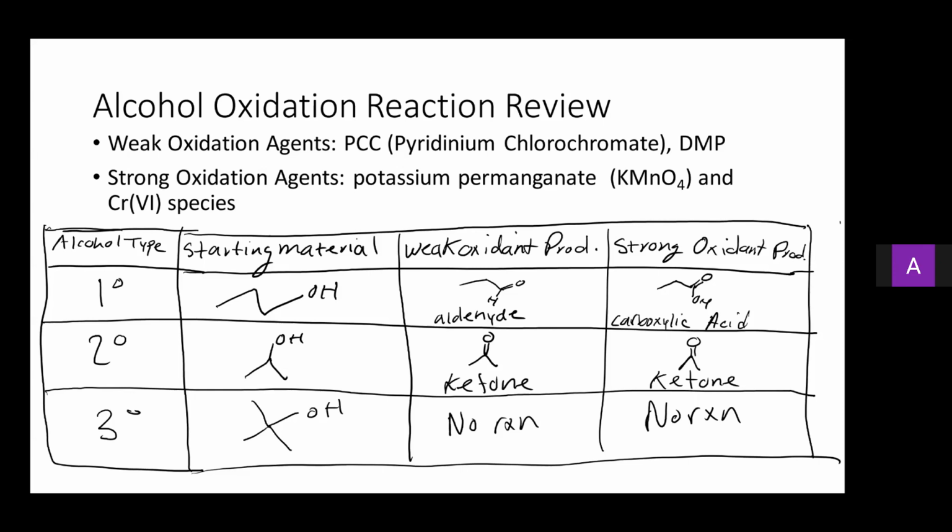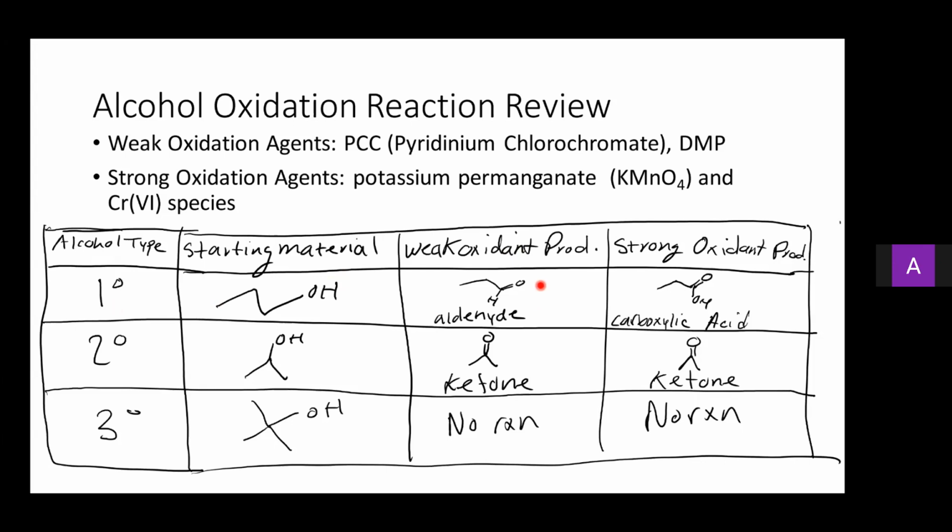So this chart right here that I made is essentially a summary of the different types of situations that you guys might encounter when it comes to alcohol oxidation reactions. So one of the situations involves primary alcohols, as you guys can see here. And there's an example of a primary alcohol right here. If this were our starting material and we were to react it with a weak oxidant, then the product would be an aldehyde. You guys might remember that from Friday, right?